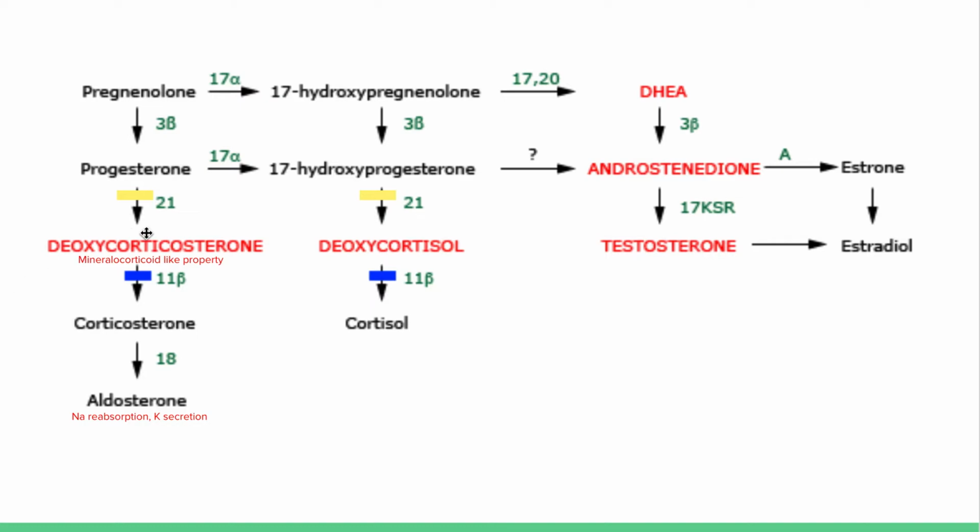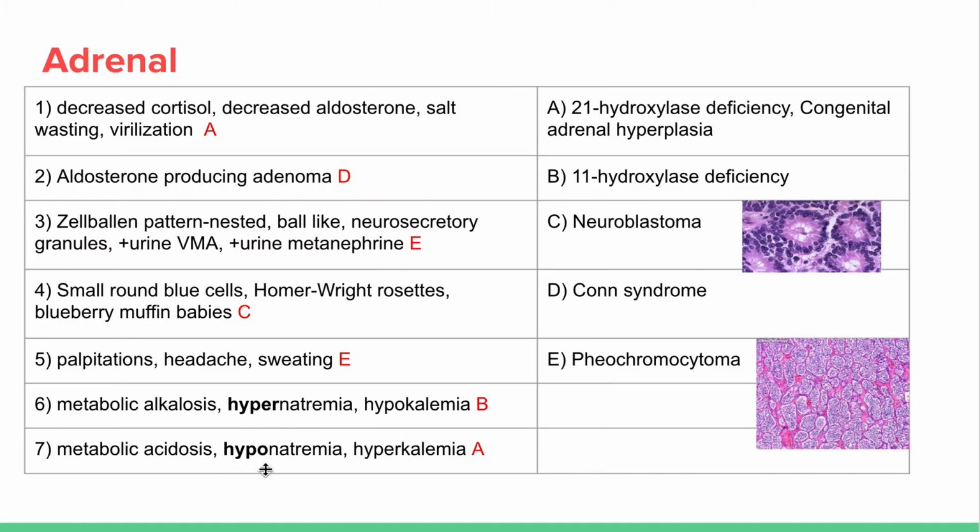Let's talk about this. If it's a 21-hydroxylase deficiency, you get absolutely no aldosterone and absolutely no cortisol. So if there is no aldosterone, you will have hyponatremia, right? Because you will not be able to reabsorb the sodium. So the option with hyponatremia is our 21-hydroxylase deficiency.